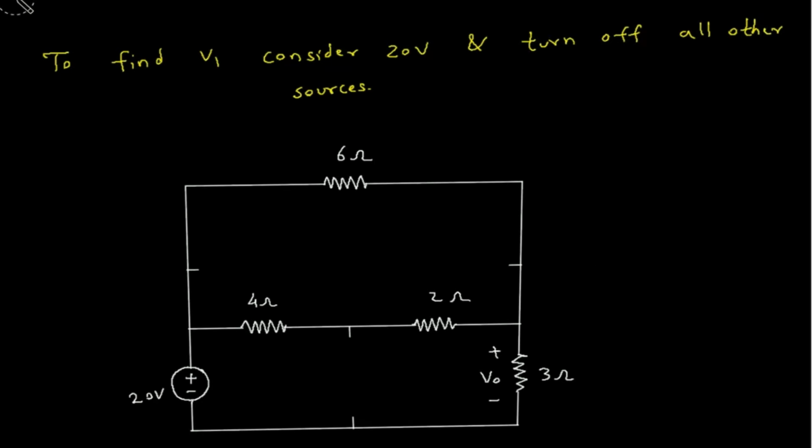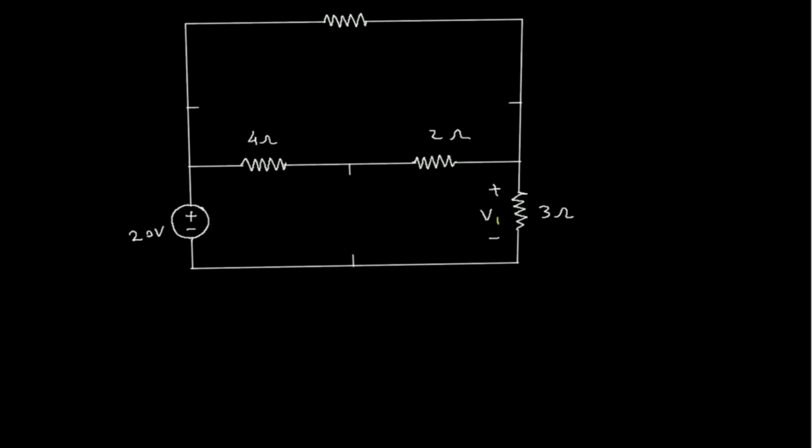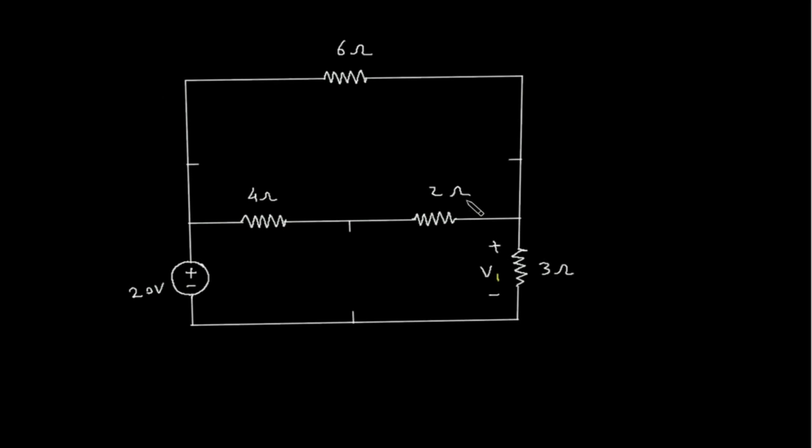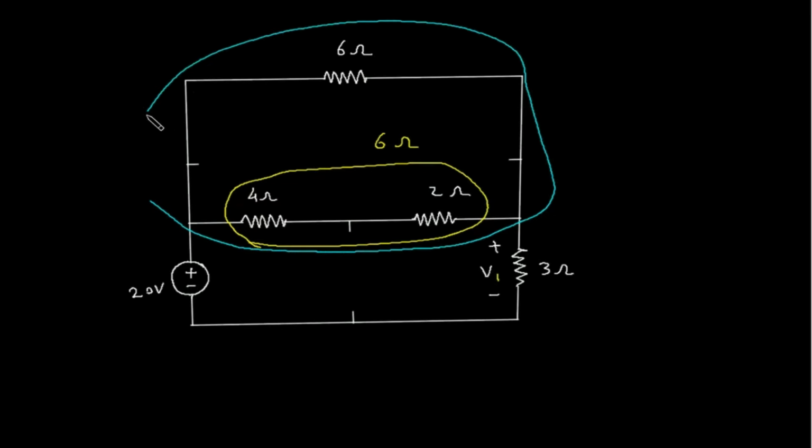Now we have to find this. Also this will be V1, not VO, because this is the voltage due to this 20 volt voltage source. So this will be 4 plus 2, this will be 6 ohm. Now this 6 ohm parallel with 6 ohm, that will be half. So that is 3 ohm.